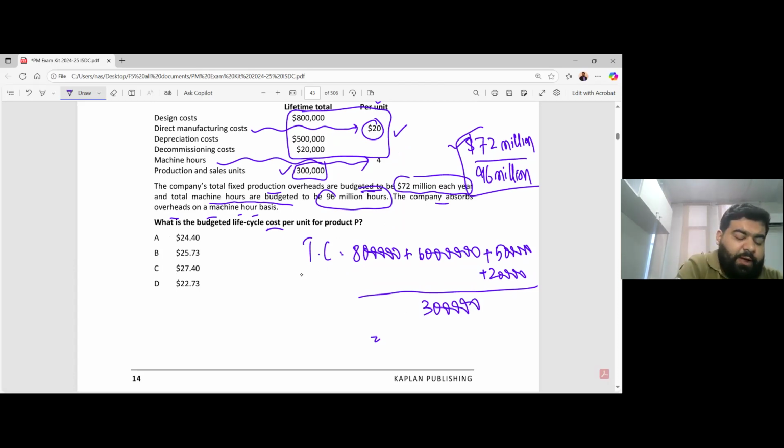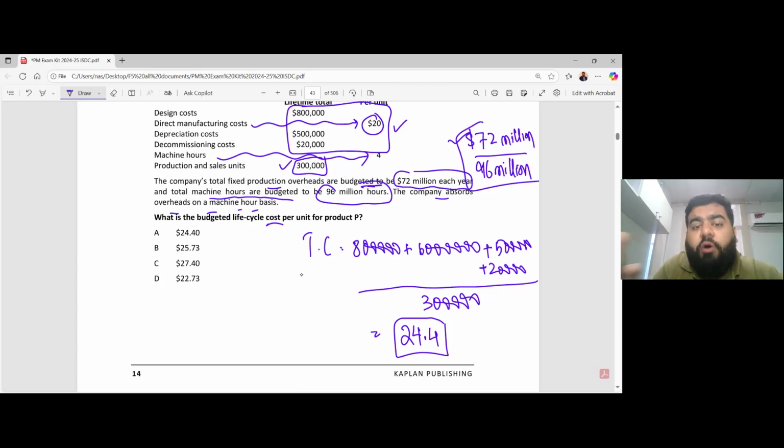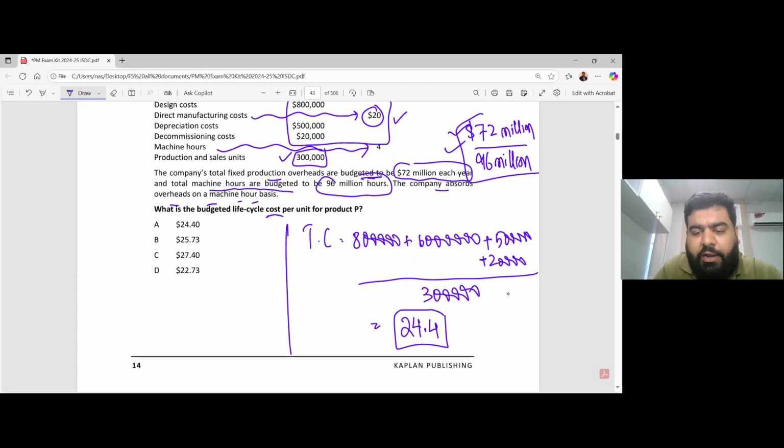Above divided by 300,000. It's 24.4. But it's 24.4, ignoring overhead; we have not done any calculation for overheads. Now I'm doing the overhead calculation. Why? I'll confirm why I've done it separately. But first, I'll take all these upward costs and calculate the life cycle cost per unit.